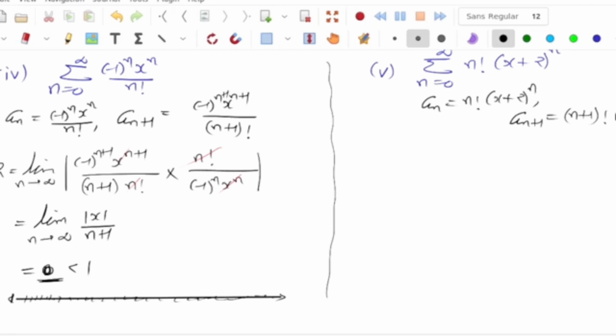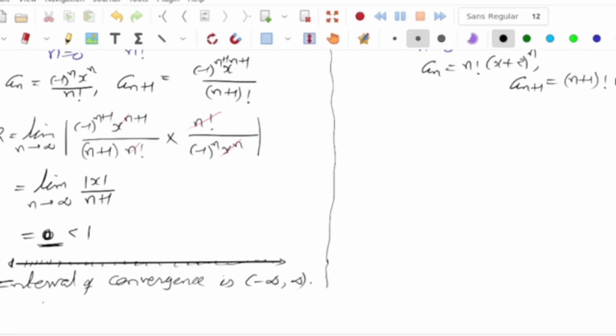That means, what does it mean? The interval of convergence is the whole real line, minus infinity to infinity. And what is the radius? The radius of convergence is also infinity.